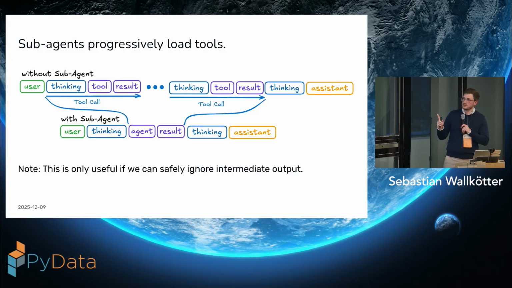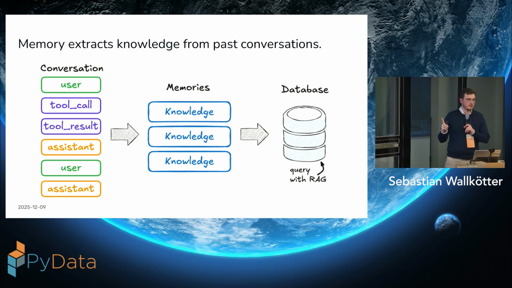Right, that's sub-agents. The final one that I want to touch on briefly is memory. Memory works slightly different in that it's not a strategy to lazy load context, but rather it's a strategy to do personalization and lifelong learning, if you will.